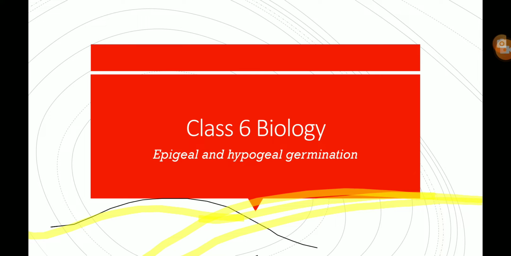Okay, so in today's lecture, let's start with types of germination, in which I will explain epigeal germination and hypogeal germination, which is the last topic of this chapter, The Flower. After this, I will give you all the solved exercise of this chapter, and in the exam, the whole chapter The Flower will come. Now students, let's begin.